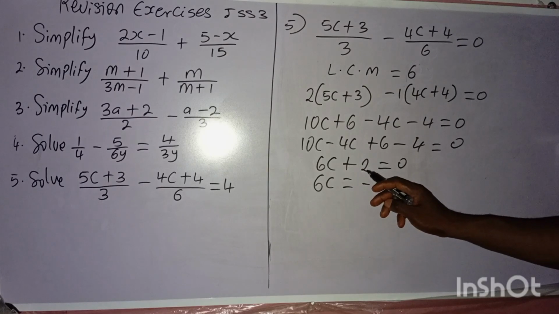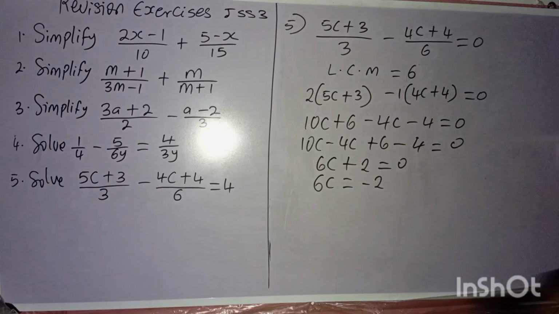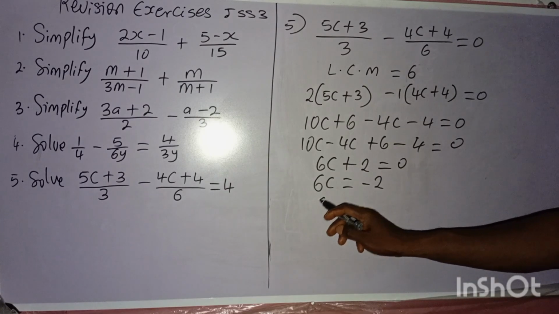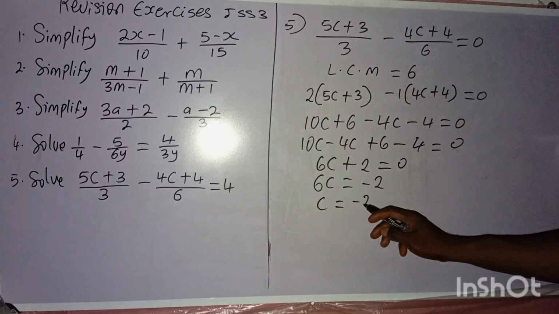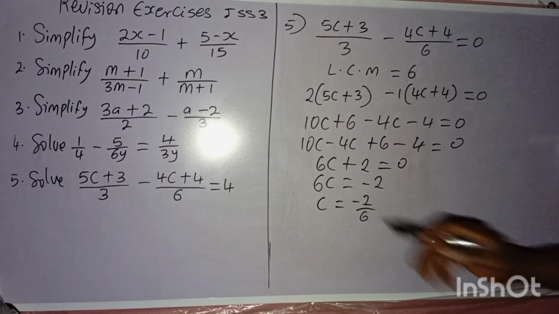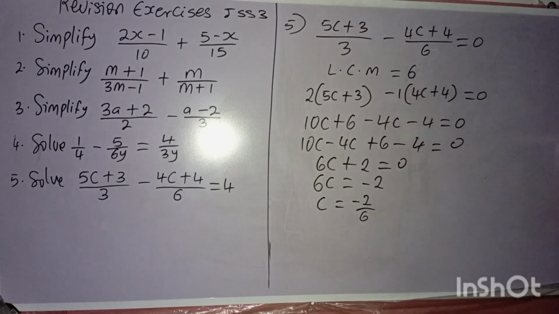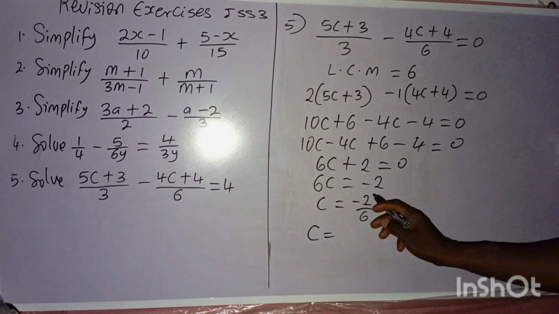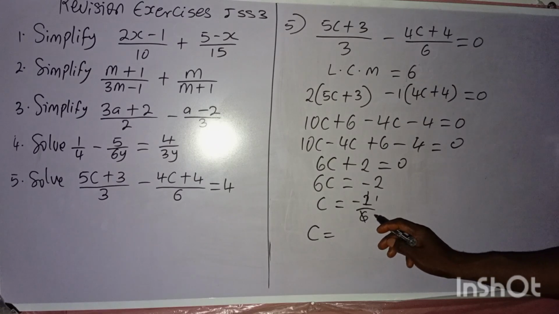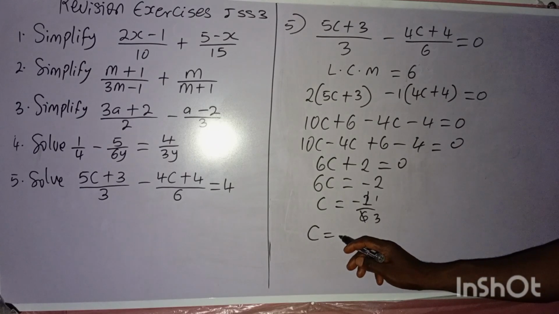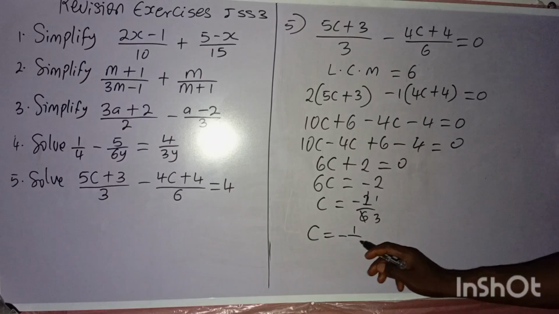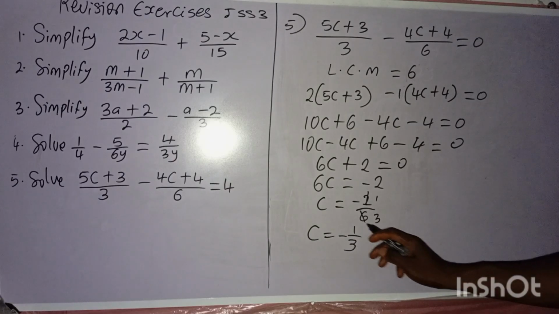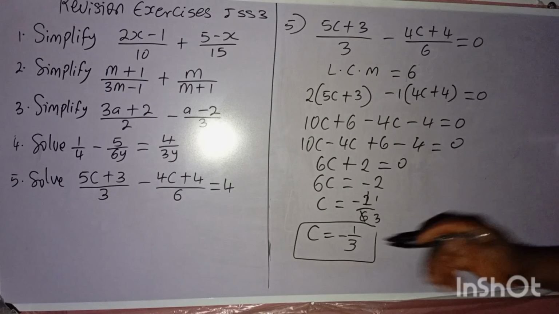Positive 2 moving over across the equal sign changes sign. So c is now equal to minus 2 over 6, which we can reduce to the lowest term. To do that, 2 divided by itself will give us 1, and 6 divided by 2 will give us 3. So the final result will now be minus 1 over 3. And that is the answer to this particular one.